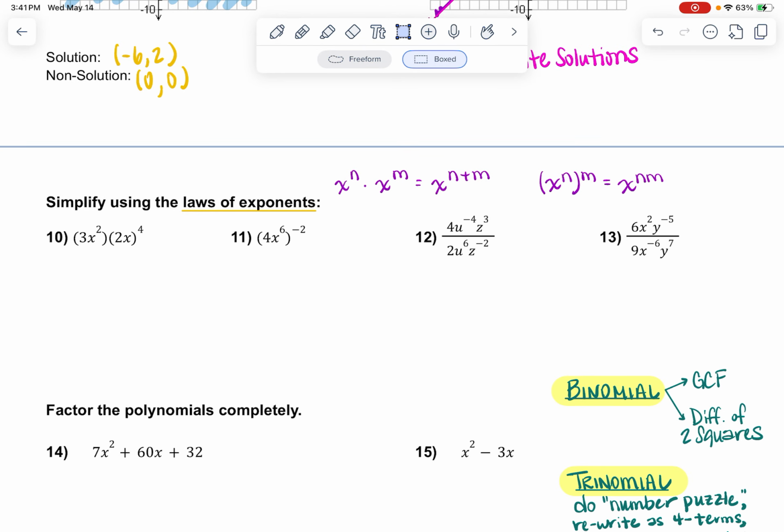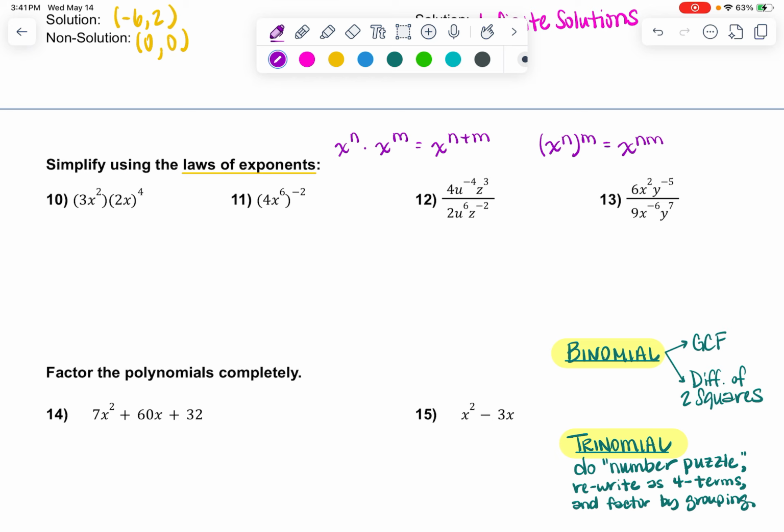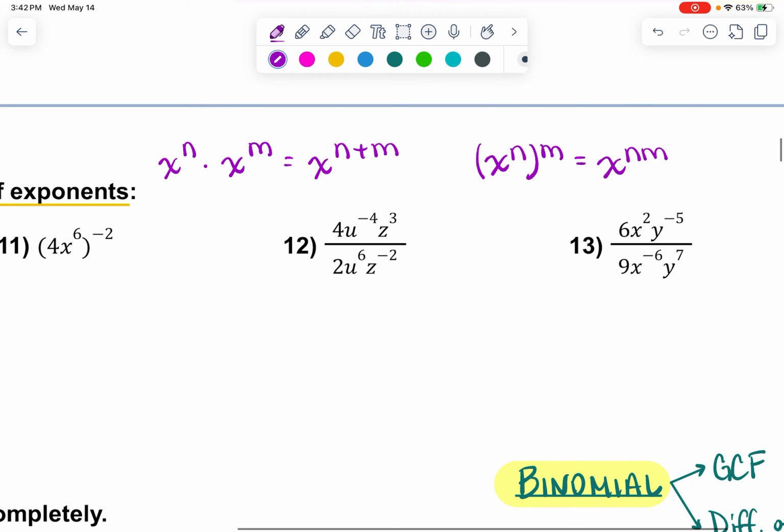Okay, you guys, so this is video number 2. We're going to talk about exponents and factoring mostly here. On number 10 through 13, they want us to simplify these exponential expressions. I've gone ahead and written our main 2 rules at the top here.